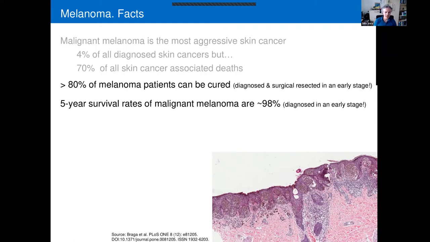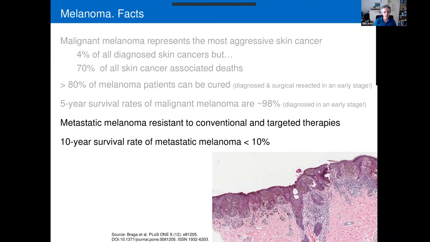Also very interesting is that a large fraction of the patients can be totally cured when the disease is diagnosed in due time. For example, 98% of the patients survive more than 5 years after the diagnosis, if diagnosis and surgery are done in proper time. However, for those people who develop the metastatic version of melanoma, this is very bad news because this type of tumor is very aggressive and is resistant to conventional therapy and also to targeted molecular therapies. That's why until very recently, the percentage of people who survived more than 10 years after the diagnosis was just around 10%.